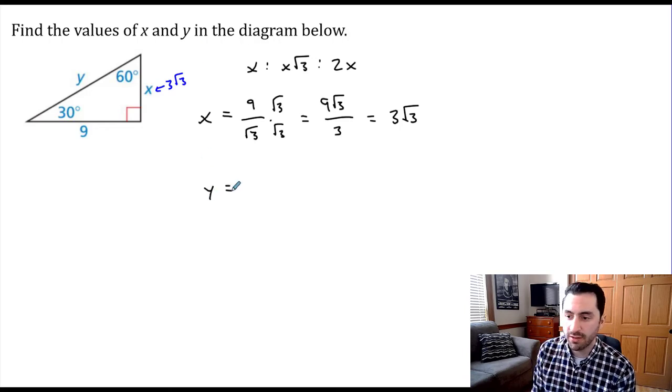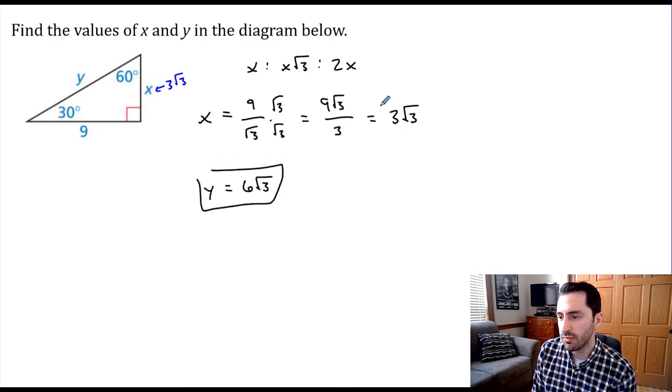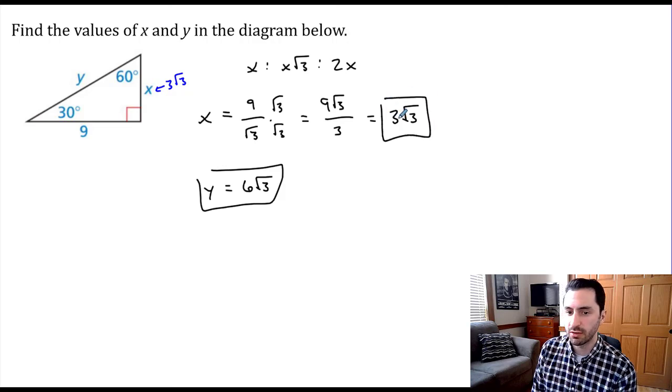And now that we know that, all the hard work is done, because we already know that the hypotenuse, or y, is just going to be twice as big as that. So if I take 3 times the square root of 3 and I double it, y is 6 times the square root of 3. So there's our two answers.